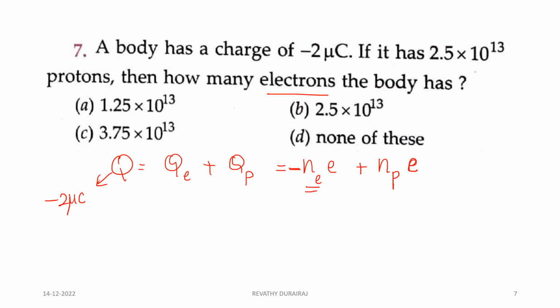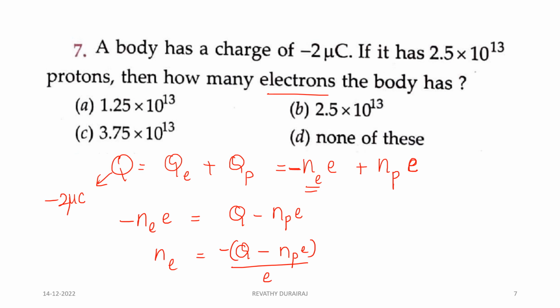So let's plug in all the values. So we can write the unknown quantity on the left hand side and then bring everything to the other side, Q minus NpE. This can be written as NeE equals Q minus NpE, so Ne equals negative of Q minus NpE divided by e. So it's NpE minus Q divided by e, that equals 3.75 into 10 power 13. So this is the answer.